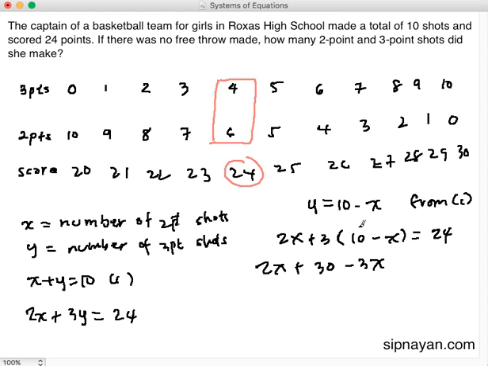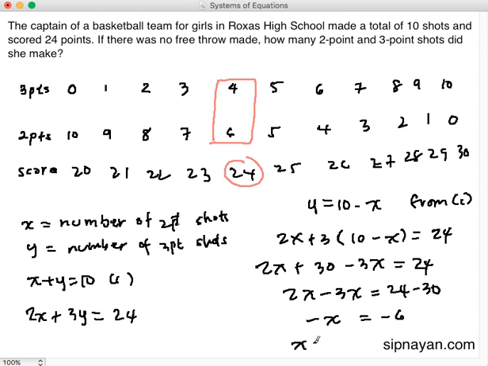So, this is distributive property, no? 3 times 10 and then minus 3 times x equals 24. We have 2x minus 3x, no? Lipat ko dito sa kabila, mag-minus 30 ako on both sides. Is equal to 24 minus 30. And then we have negative x, 2x minus 3x is negative x equals negative 6.